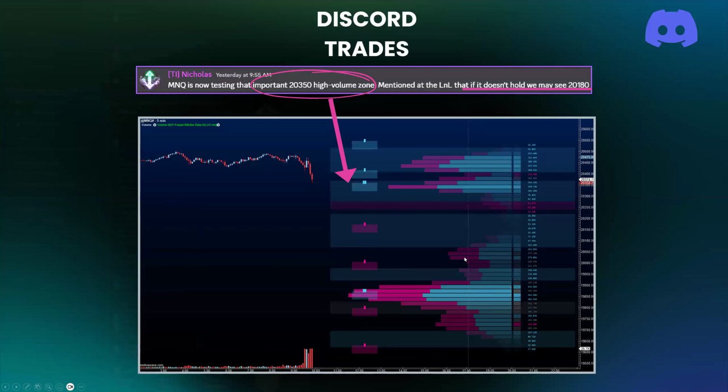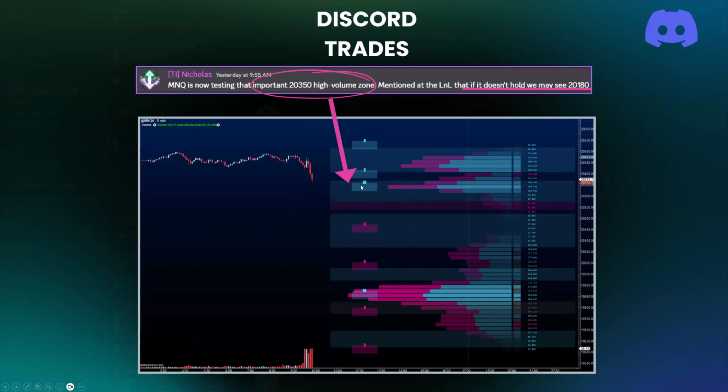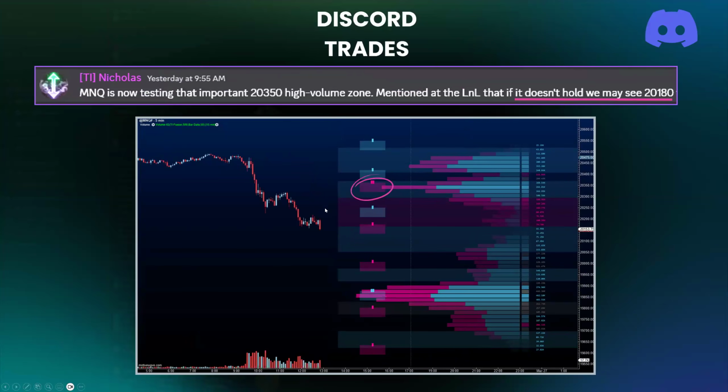We said, hey, we might see price drop down to this area where we start to see buyers step in, which is around 20,180. We were being conservative. And what happened was we broke that zone from the previous chart right here at 9:50. It tested it, 20,350. It broke it, and we dropped down real quick, easily to the 20,000. I think it was like 100.